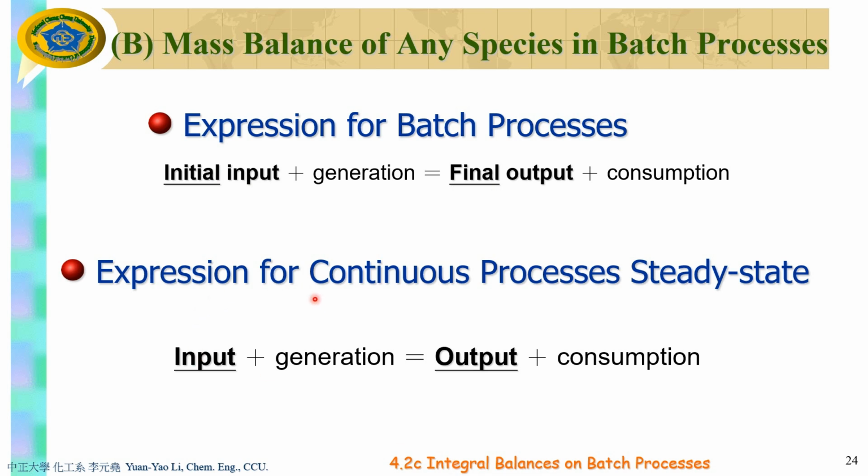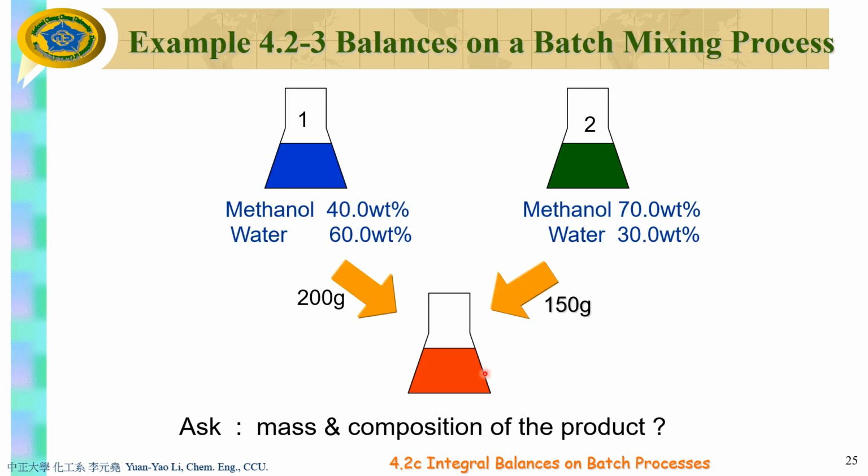For the expression for the continuous process at steady state, instead of initial input, that will be input, right? Instead of final output, that will be output. That's it.